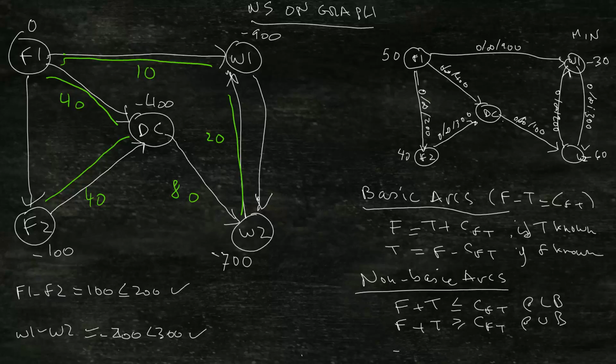But DC to W2 is at its upper bound. So since at its upper bound, we need that F plus D. So we're talking about DC plus W2, which is equal to minus 400. So that's 300. Has to be greater than, which is greater than 200, because it's now at its upper bound. And that means that all of this, we now have the optimal solution.